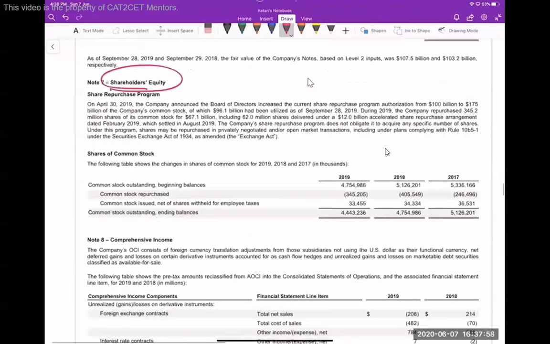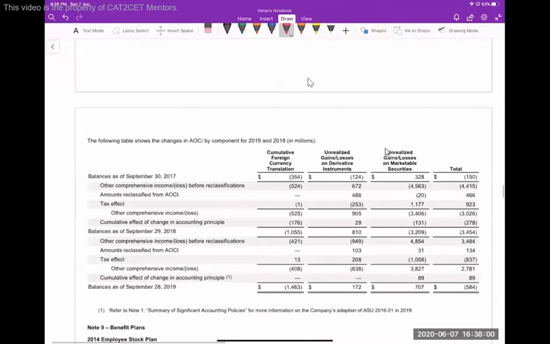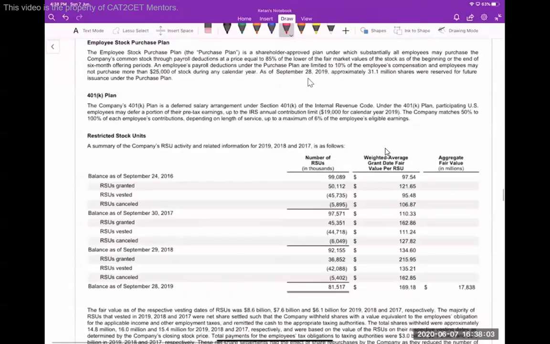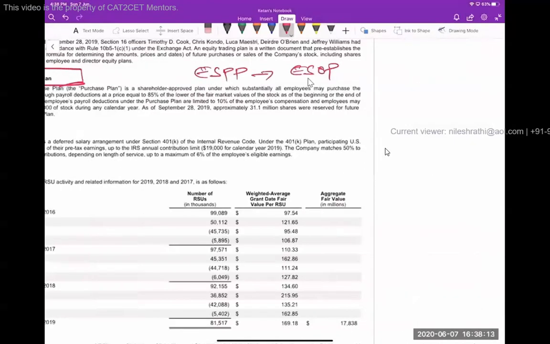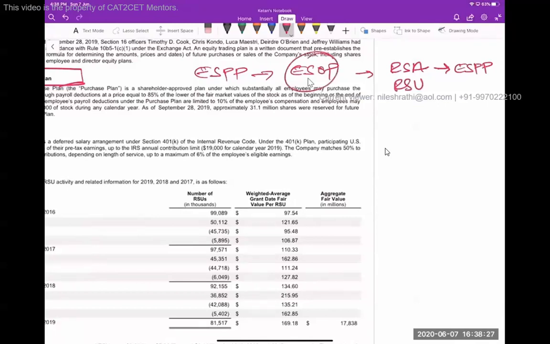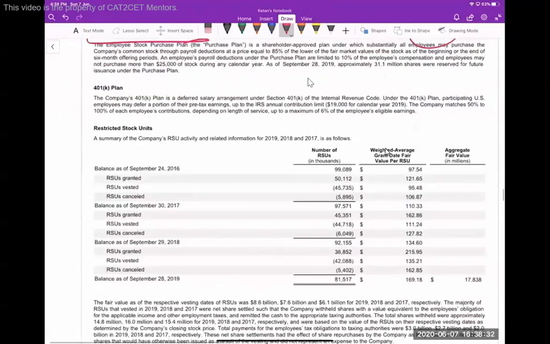Shareholders' equity, everything is explained here. Let's go step by step. This is something you should not be doing. This is ESPP. ESPP is a part of employee stock options. When you talk about employee stock options, you get options from companies. So you get ESOP, you get restricted stock awards. You also get the employee stock purchase plan and restricted stock units. So under ESOP, there are a lot of types. If you have an idea, you can go about this, else you can just leave it.